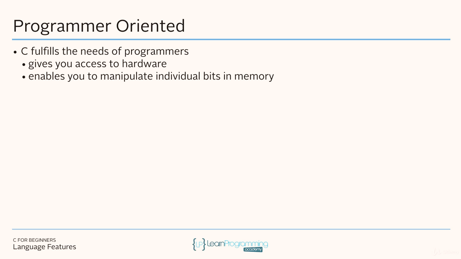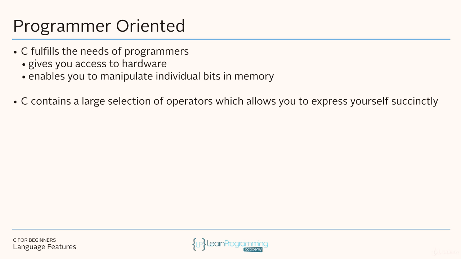In Java, you can't do a lot of these things like manage your own memory. C also has many other capabilities that allow flexibility, and I think that flexibility makes it more programmer-oriented because programmers like that. They like that flexibility. They don't want to be told what to do.